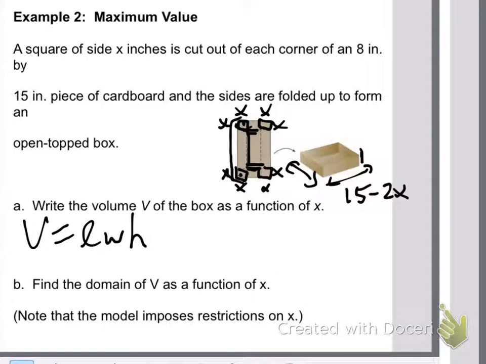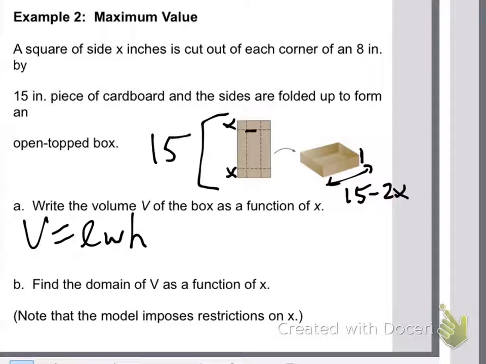Of course you would. So, again, if this whole thing is 15, let me clean this up, guys, because that's really messy. So if that's x, and this whole thing was 15, the length from here to here would be 15 minus the two x's that I cut out. Now the same thing happens here. If the whole width of the cardboard was 8 and I cut out two of the x's, that means that my width is 8 minus 2x.